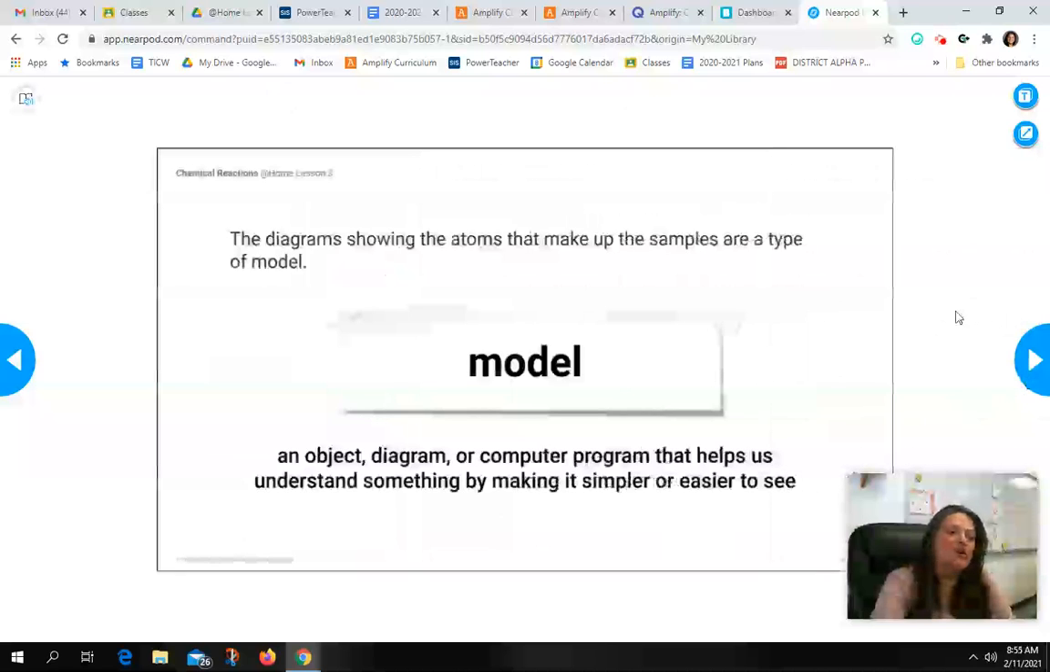The diagrams showing the atoms that make up the samples are a type of model. A model is an object, diagram, or computer program that allows us to understand something by making it simpler or easier to see.